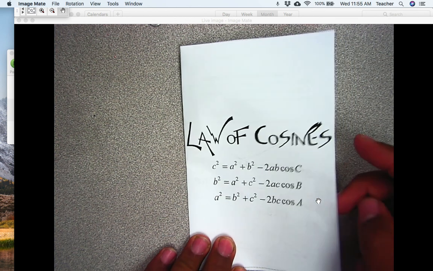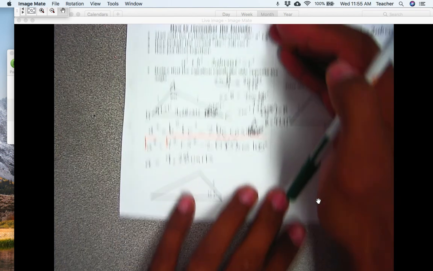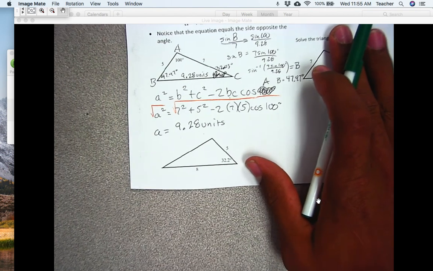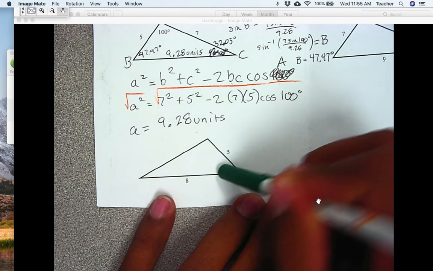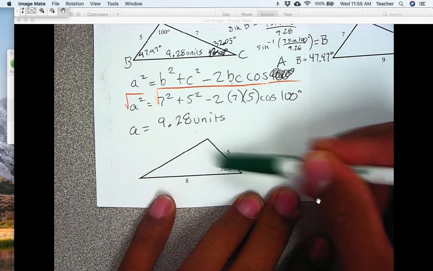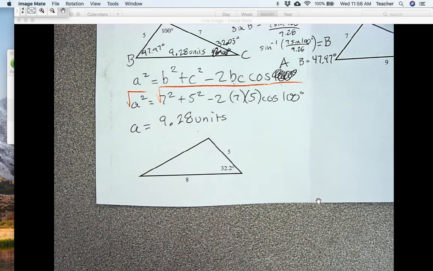I'm going to continue the notes from Monday, Law of Cosines. Okay, so going back to this example down here at the bottom, remember that we're using Law of Cosines because we don't have an angle side pair. So the side opposite this angle is not available. So this is when Law of Cosines is needed.